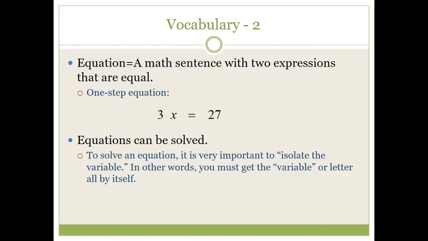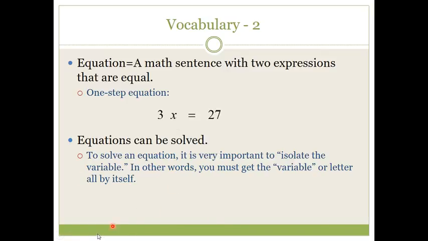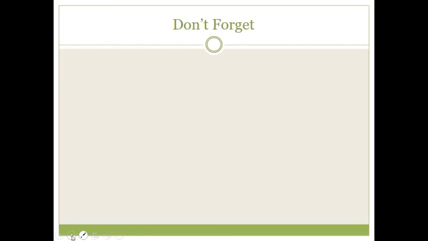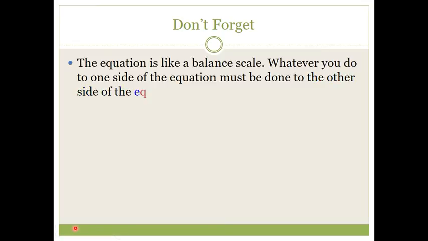So equations can be solved for their variable, right? To solve an equation, it is important that we isolate the variable. In other words, we try to get the variable all by itself. And in this case, the variable is x. So how do we do that? Well, we do that with what we call inverse operations. So I want you to think of an equation like being a balance scale.